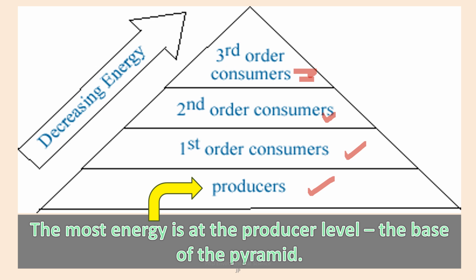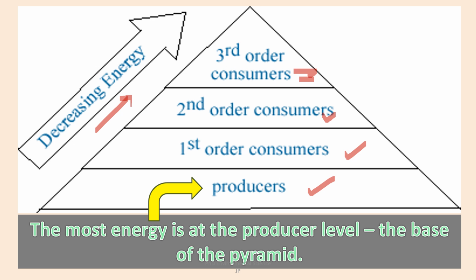Now the arrow, you can see decreasing energy. It shows that energy diminishes or decreases as it moves up each trophic level. This is due to the inefficiency of energy transfer, with a significant portion lost as heat during metabolic processes.